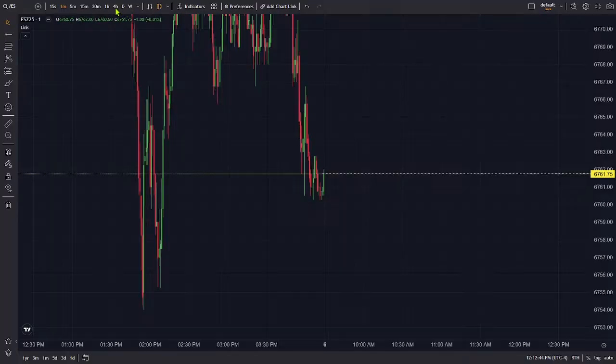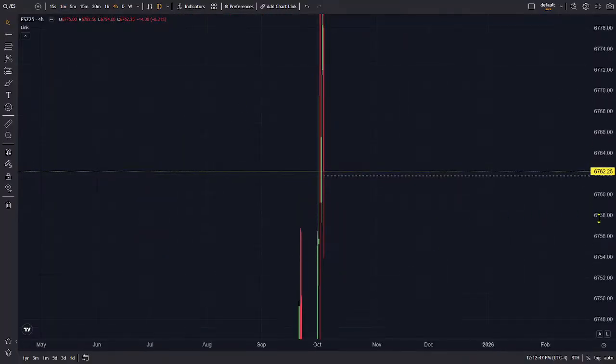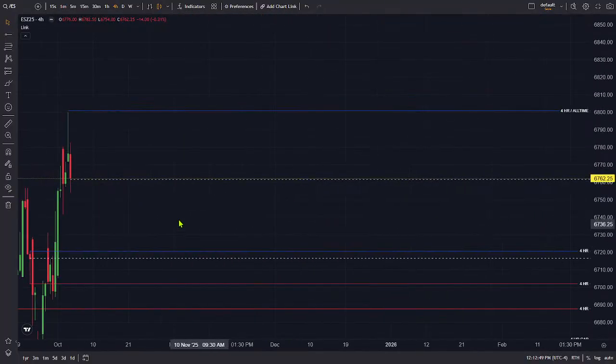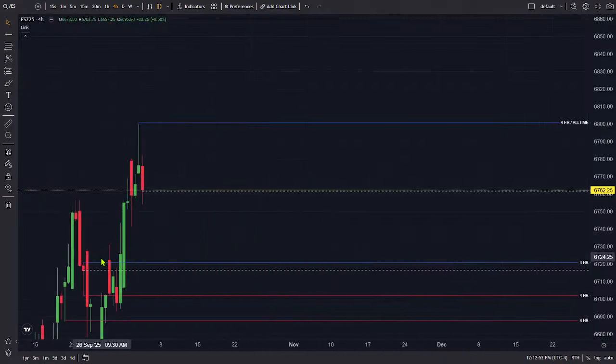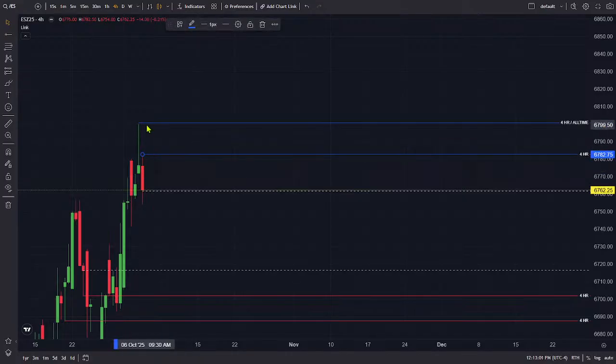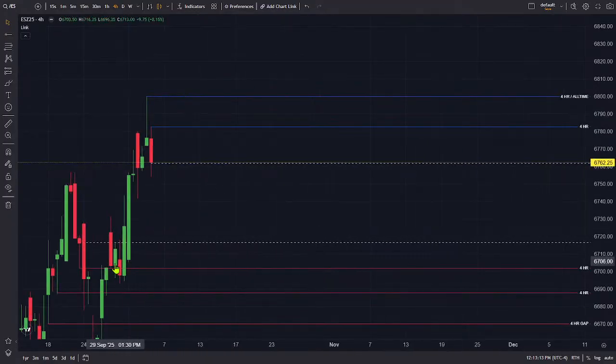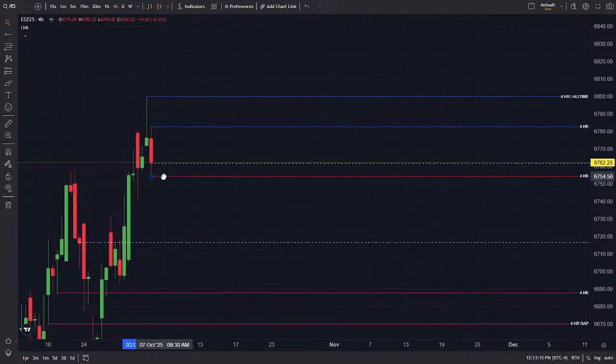Now we can go back to our 4 hour, make sure we're on regular trading hours. We are. And just do the same thing that you did with NQ. Now you notice on NQ, these were relative equal highs. The all-time high, and it went almost all the way up to it and left that high. Don't know why. I think something with the government shutdown.